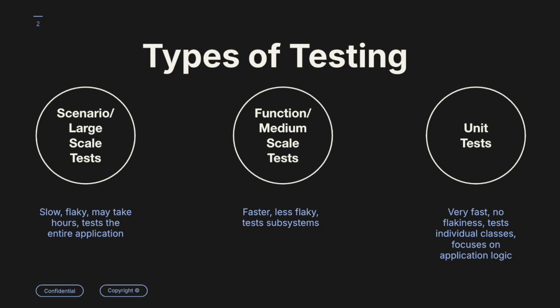You can think of the relationship between these three types of tests as a hierarchy of scope. Scenario tests focus on the entire application and simulate real user interactions. Functional tests narrow the scope to specific subsystems or modules and use mock dependencies. Unit tests break it down further, targeting individual classes or functions, ensuring they work in isolation. In essence, you're testing from the broadest level to the most granular level.